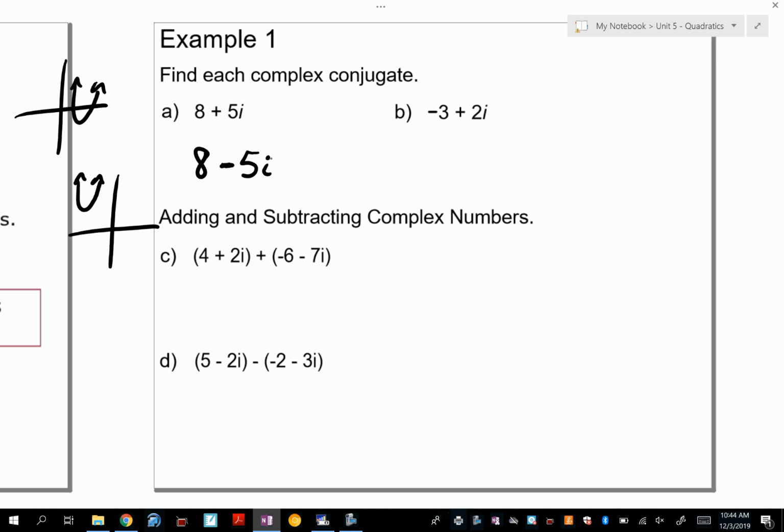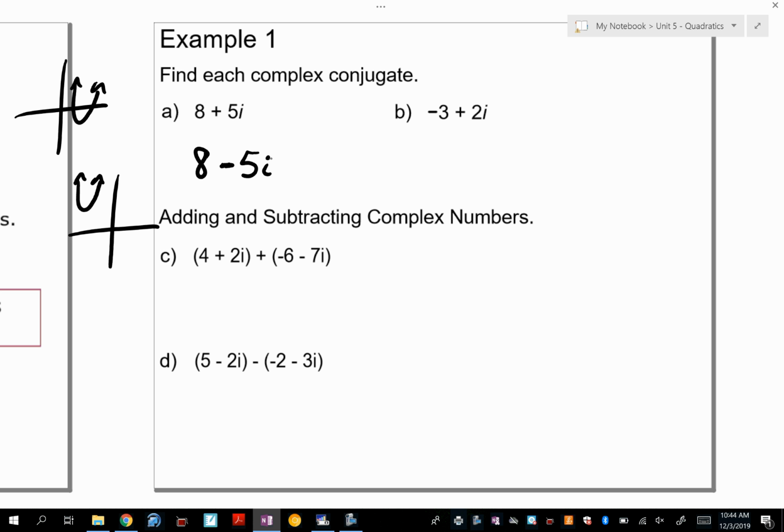Okay, so let that sink in for a few seconds. I'm going to call on someone randomly to do the next one, B. So take a look at B. I'm going to call on someone. That's it. It just wants the conjugate. Not the opposite, right? The conjugate. It's different. Yes, the first number doesn't switch.